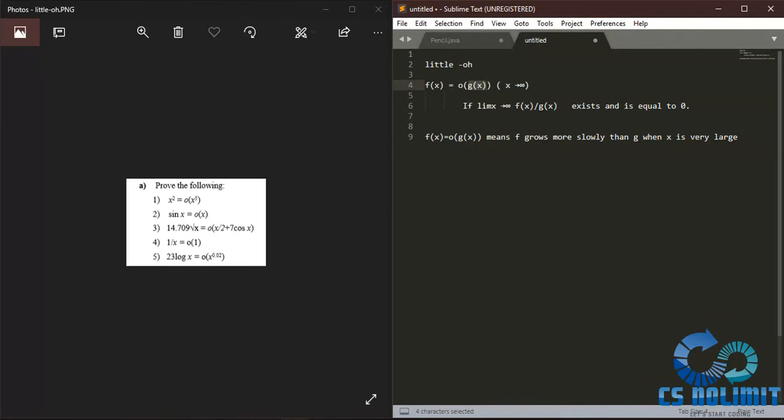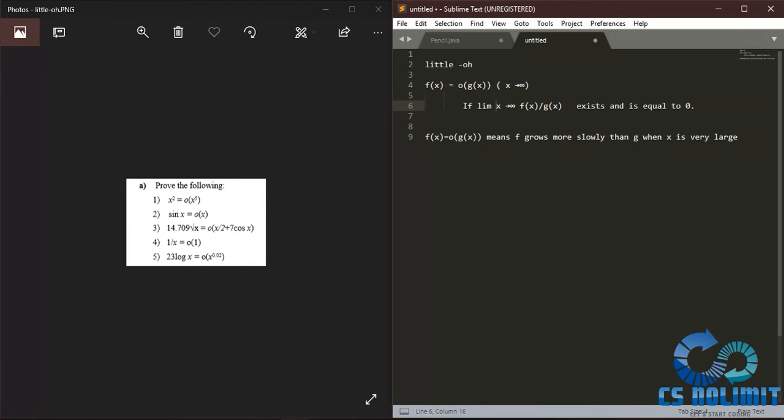Okay, now if the limit as x approaches infinity of f of x divided by g of x exists and is equal to 0, what does this statement mean? It means that f of x is increasing more slowly than g of x. So let's say we have f of x representing 1 and g of x representing 2. When we divide them, we get 1 over 2, that is 0.5.